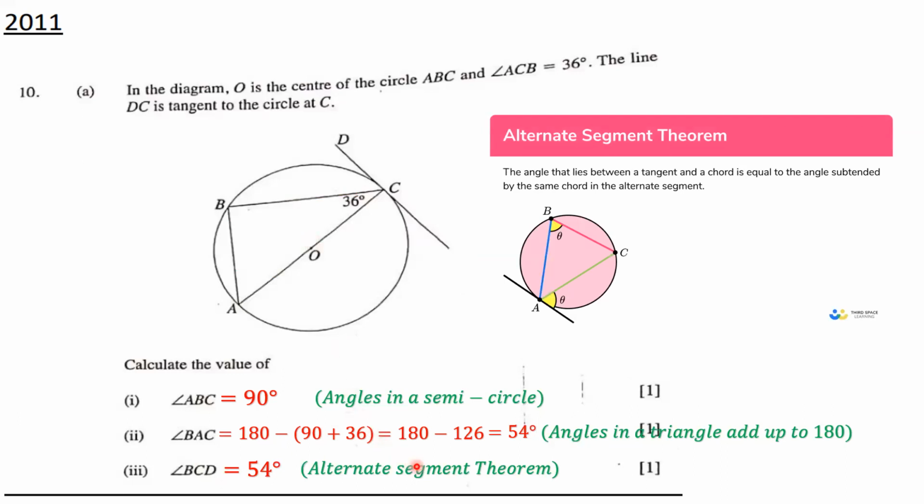All right. So that means that this angle right here is going to be 54 degrees. And the reason why it's 54 is because this is 54.